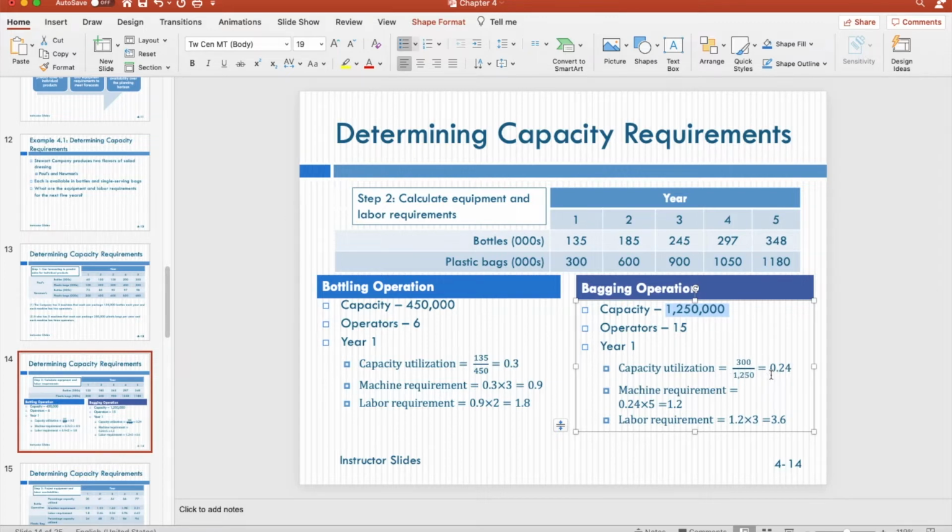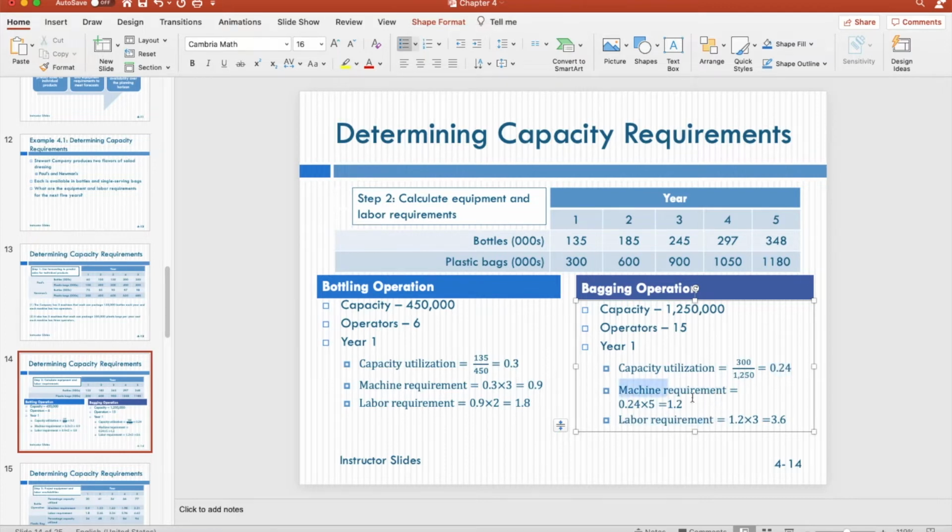That's fine too. All right. So here, this is 0.24. What does this 0.24 mean? It means that you only use 24% of your capacity level. Okay, you only use 24% of your capacity level. That's it. Now, similarly, machine requirement and labor requirement are also listed here.